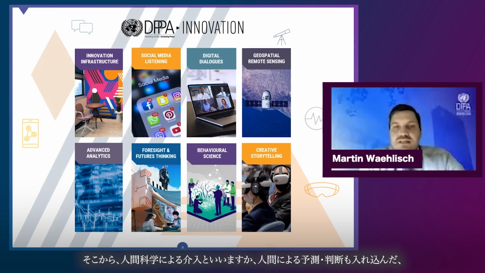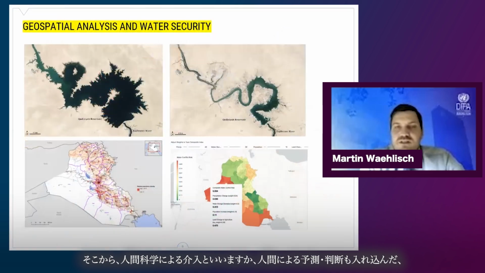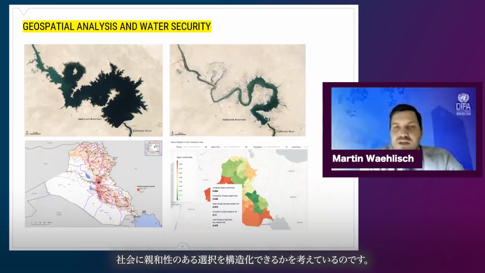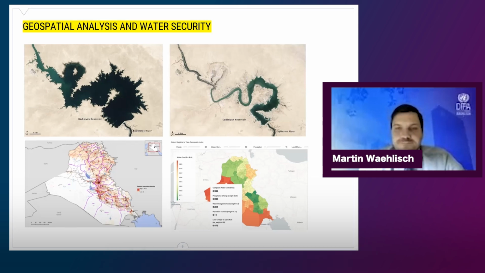And then 2 non-tech related issues are equally relevant: structured thinking about the future, foresight, that includes anticipatory decision making, as well as ways that are at the nexus of human machines that we call behavioral science interventions, where we think about how we can structure and engineer pro-social choice.